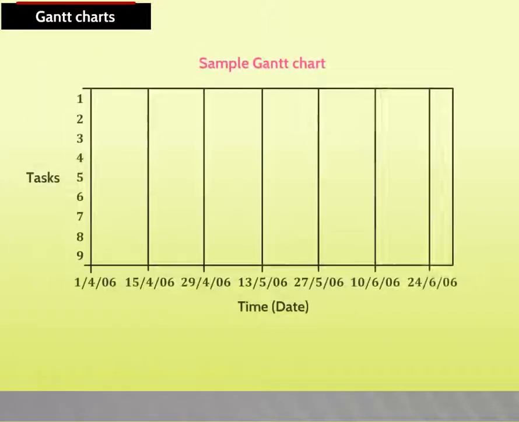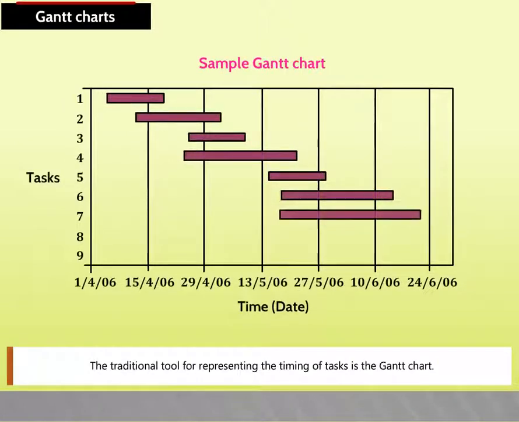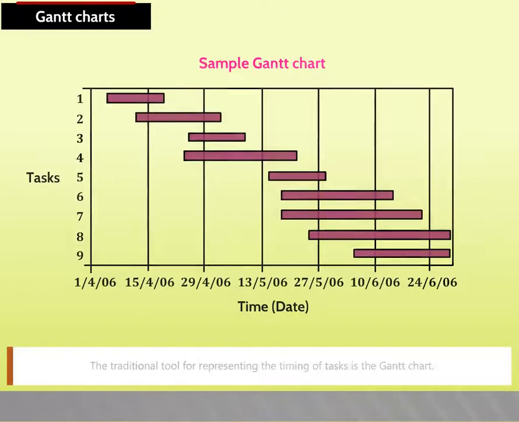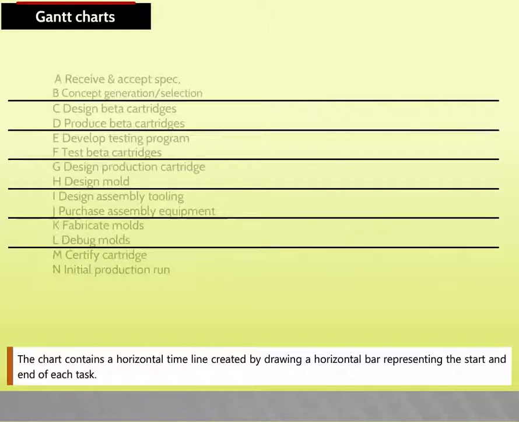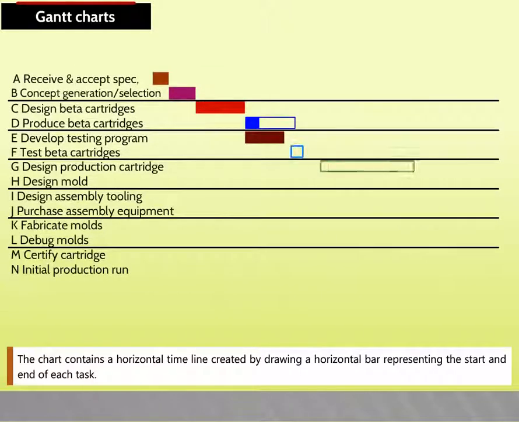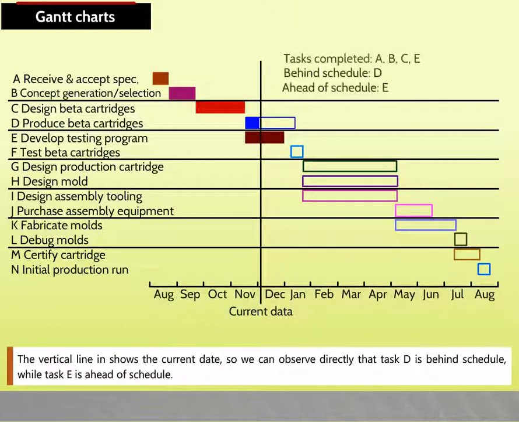Gantt charts. The traditional tool for representing the timing of tasks is the Gantt chart. The chart contains a horizontal timeline created by drawing a horizontal bar representing the start and end of each task. The vertical line shows the current date, so we can observe directly that task D is behind schedule, while task E is ahead of schedule.